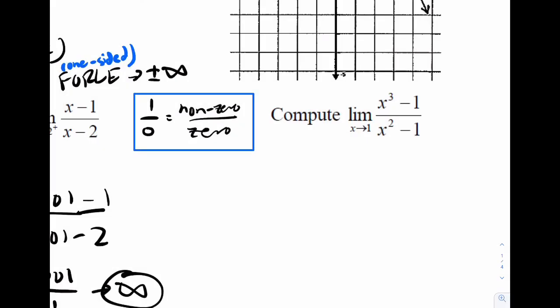So let's look at this example. Compute the limit as x approaches 1 of x cubed minus 1 over x squared minus 1. First, notice that if you plug in 1, you get 0 over 0. That's interesting. Now, hopefully you remember a little bit. 0 over 0, we call that indeterminate form. When that happens, you must simplify.